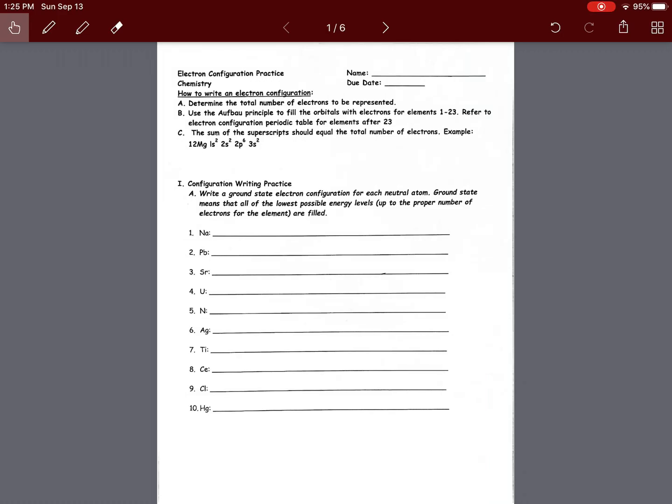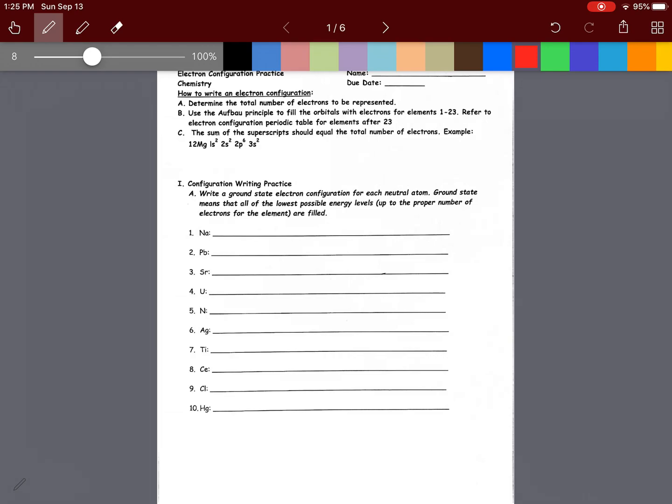Hi guys, I wanted to use this opportunity to do some practice with you from the homework sheets. From the video, you got an introduction into electron configuration, and so we're going to practice. We're going to determine the total number of electrons, and we're going to use the Aufbau principle.